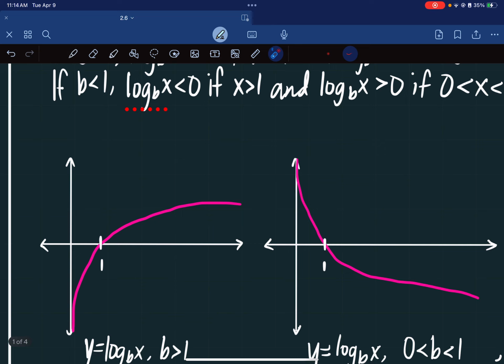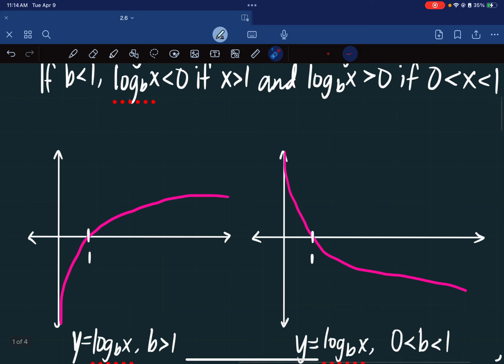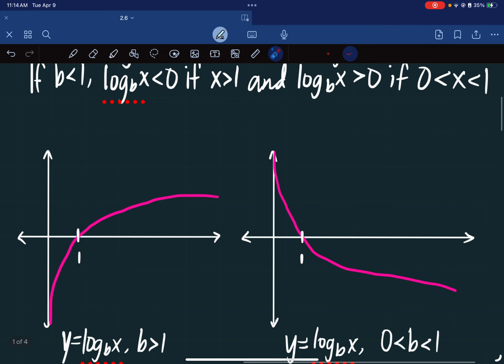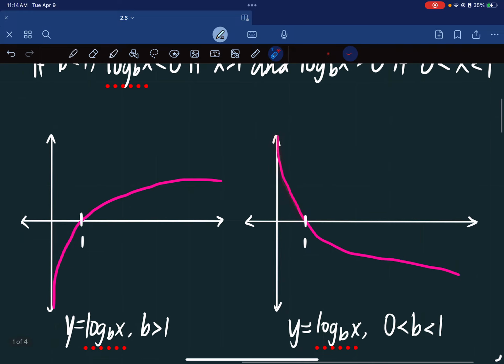However, if b is less than 1, the inequalities change. So if x is greater than 1, the logarithm of x base b becomes negative. But if x is in between 0 and 1, the logarithm of x base b is greater than 0.